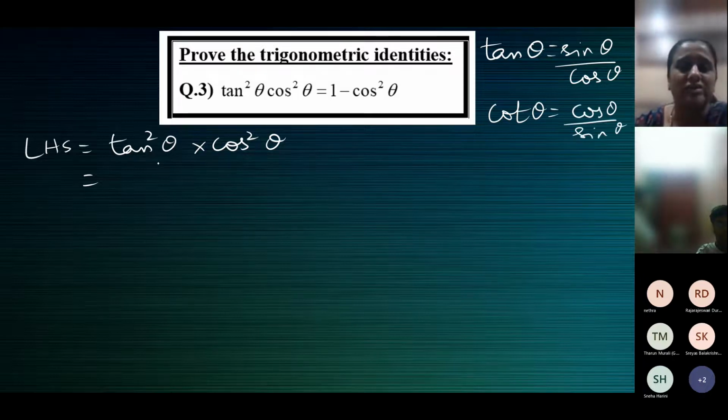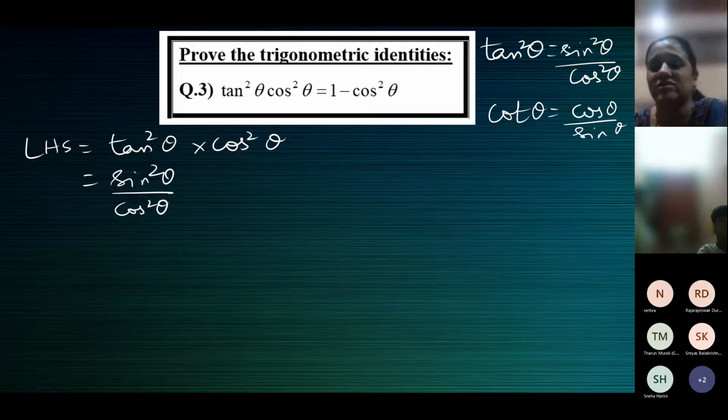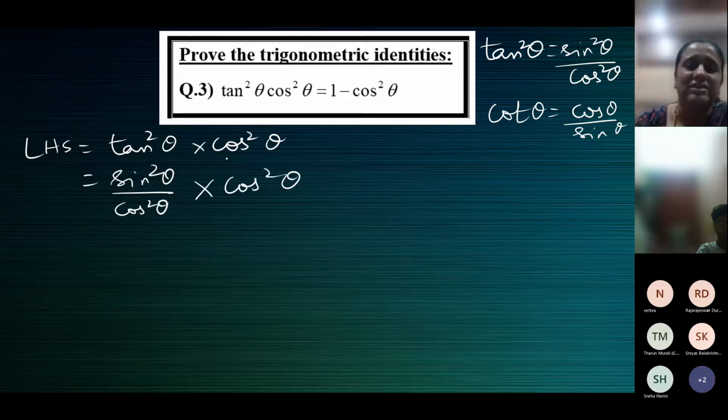All right, so here we have tan square theta. Tan theta is sin theta by cos theta. So when you square on both sides, you square the numerator and the denominator, so tan square theta is sin square theta by cos square theta. So tan square theta into cos square theta becomes sin square theta by cos square theta into cos square theta. Now cos square theta gets cancelled. So we have sin square theta.